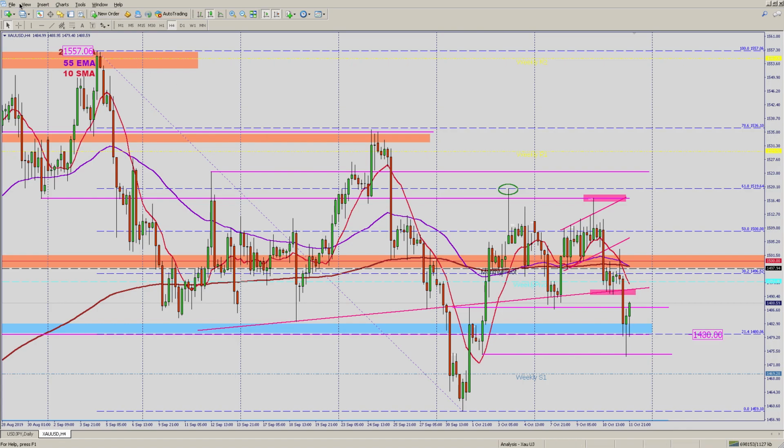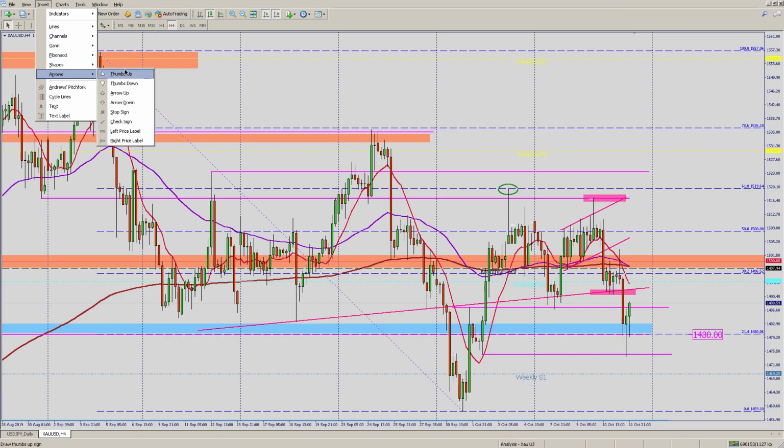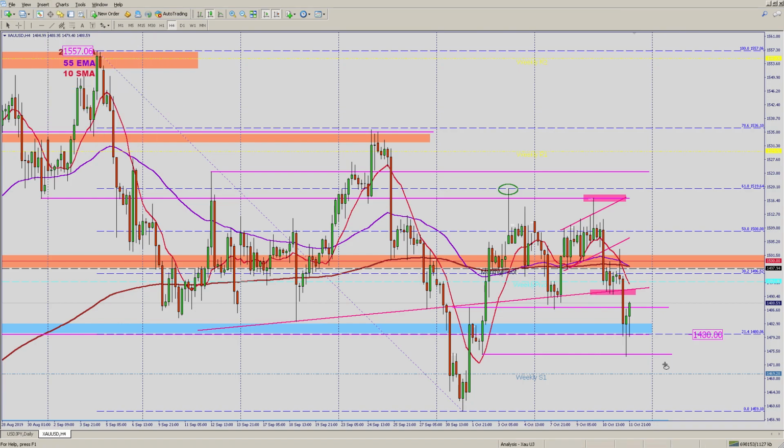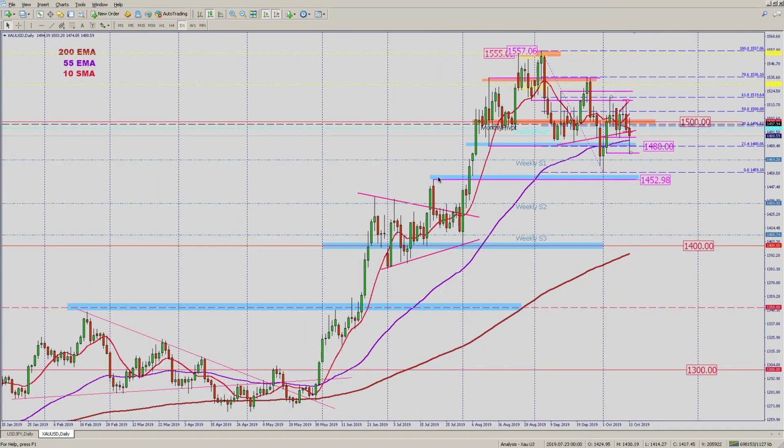So this is now a key support here at the 1474 area, and we can also probably move this support zone lower to between the 1474 and the 1480 level, where there was a previous swing low that it crossed as well.